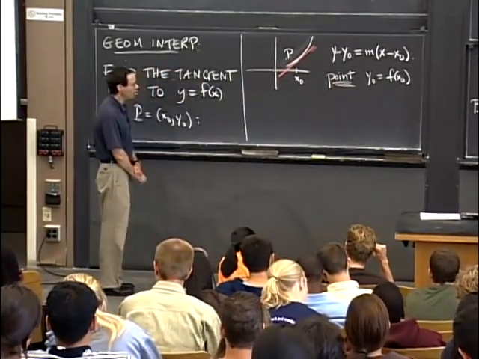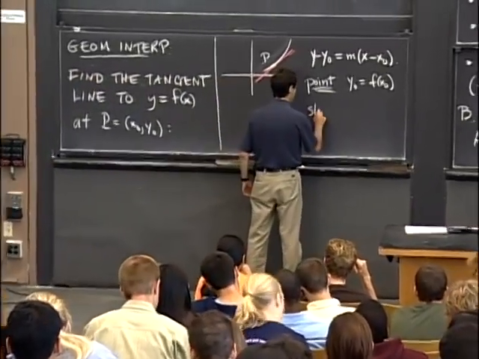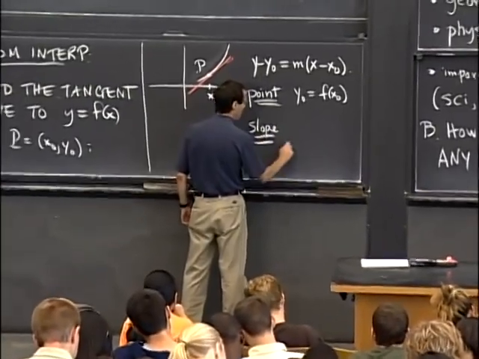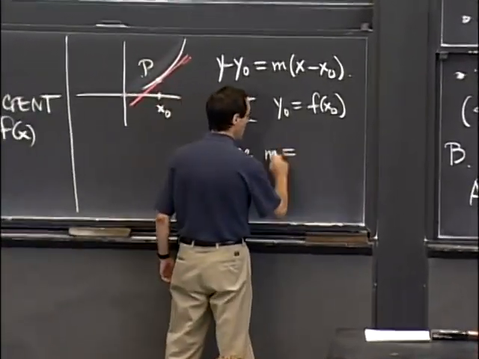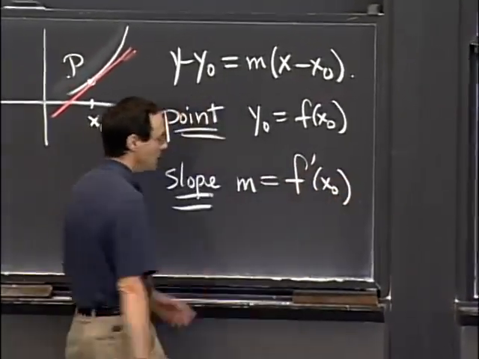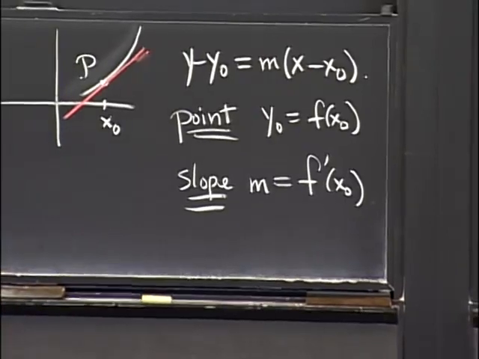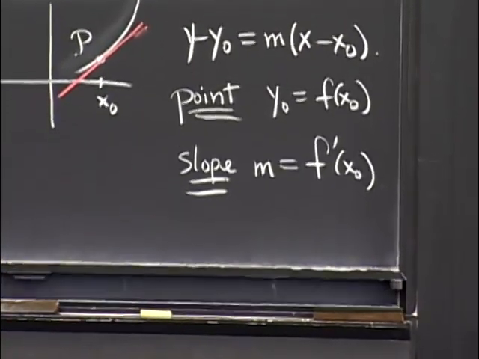And the second thing we need to know is the slope. And that's this number m. And in calculus, we have another name for it. We call it f prime of x0, namely the derivative of f. So that's the calculus part. That's the tricky part. And that's the part that we have to discuss now.